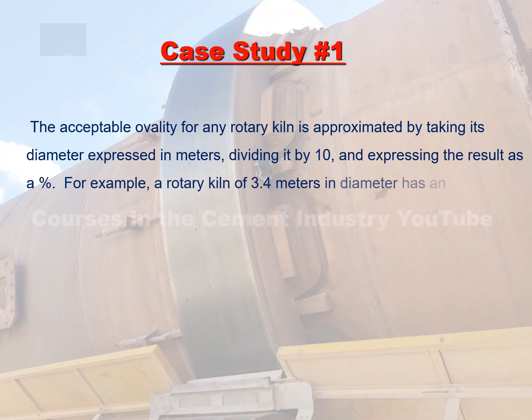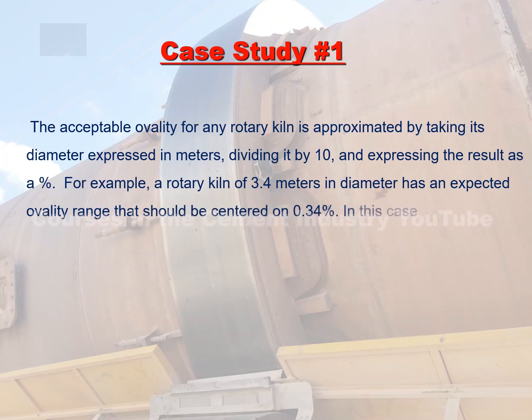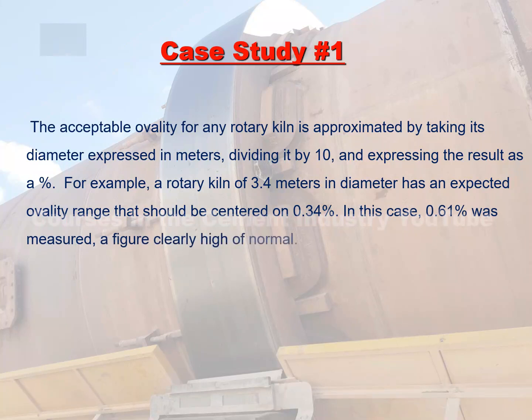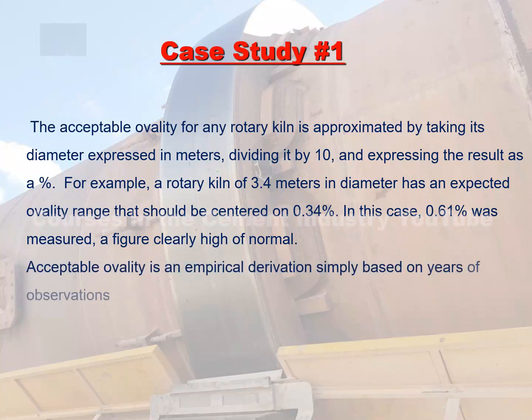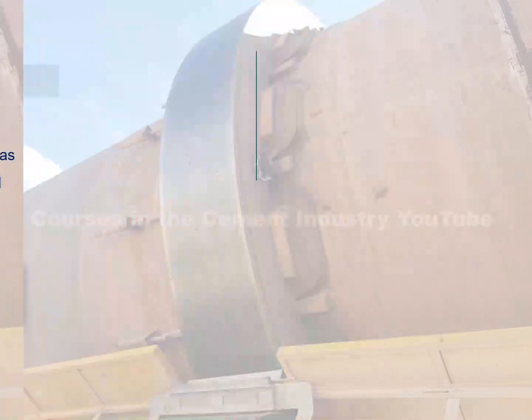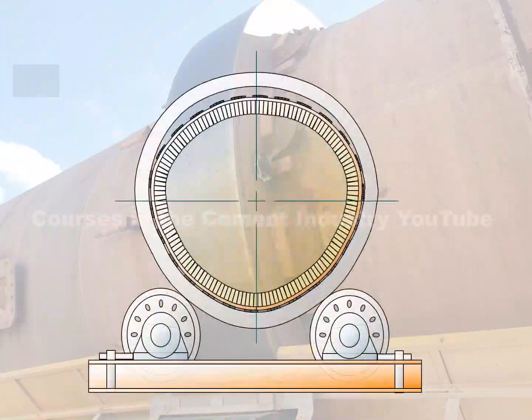For example, a rotary kiln of 3.4 meters in diameter has an expected ovality range that should be centered on 0.34%. In this case, 0.61% was measured, a figure clearly high of normal. Acceptable ovality is an empirical derivation simply based on years of observations. In this figure we see the cross-section of the rotary kiln.